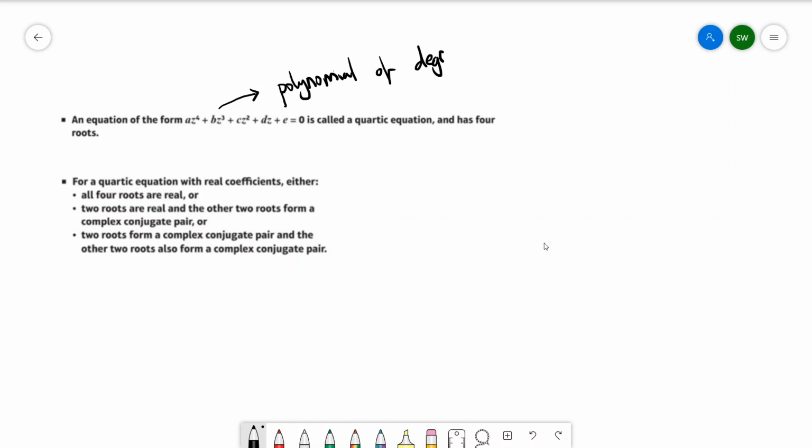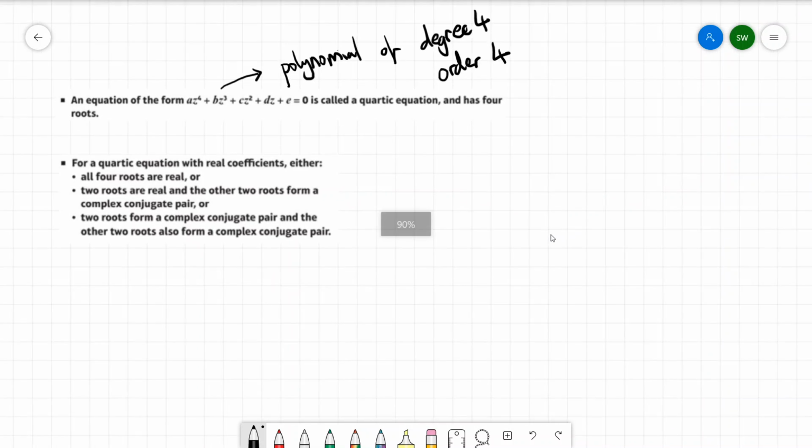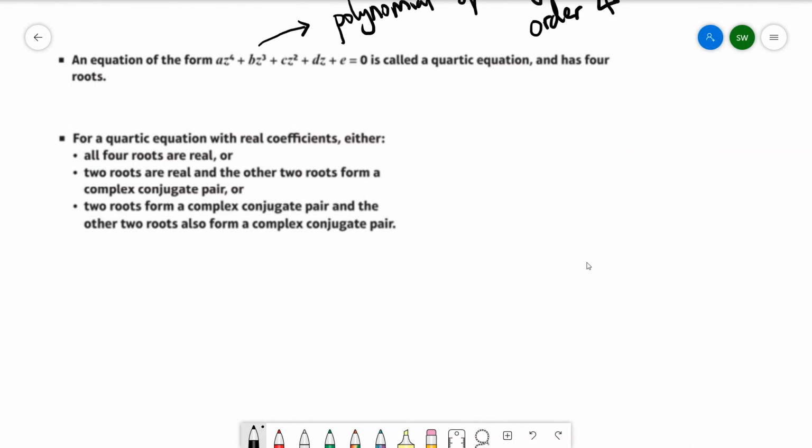Another way of describing a quartic would be to say that this is a polynomial of degree 4. Or you might hear the word order 4. A cubic, for example, is a polynomial of degree 3, and a quadratic is a polynomial of degree 2. So let's look at the cases of the roots of a polynomial of degree 4.